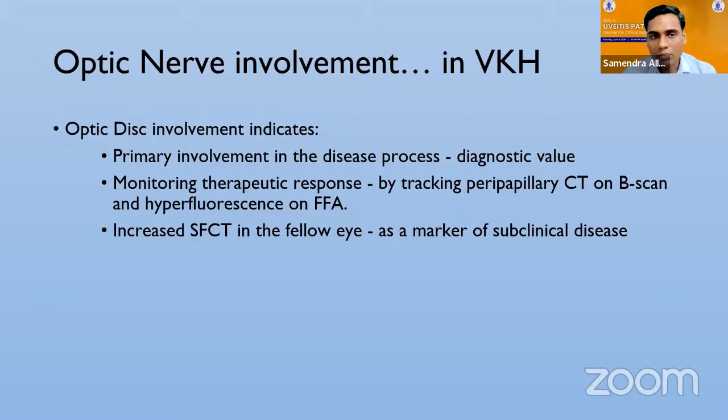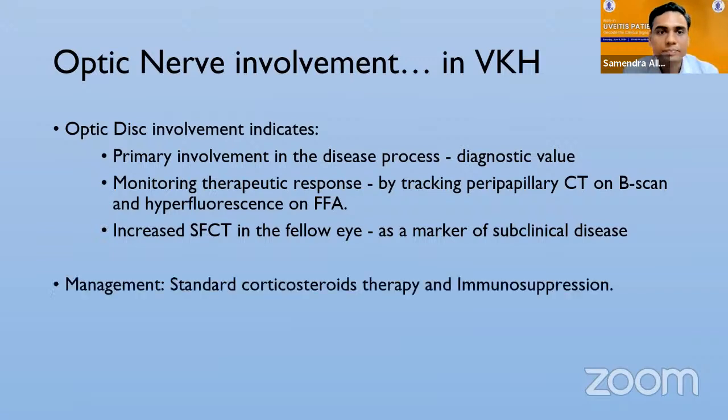We can actually monitor the therapeutic response by tracking the peripapillary choroidal thickness on B scan, and also the presence of hyperfluorescence in early phase and leakage in the late phase of fluorescein angiogram. Increased subfoveal choroidal thickness in the fellow eye also acts as a marker of the subclinical disease, along with disc staining sometimes in the fellow eye where the clinical manifestation is not seen as yet.